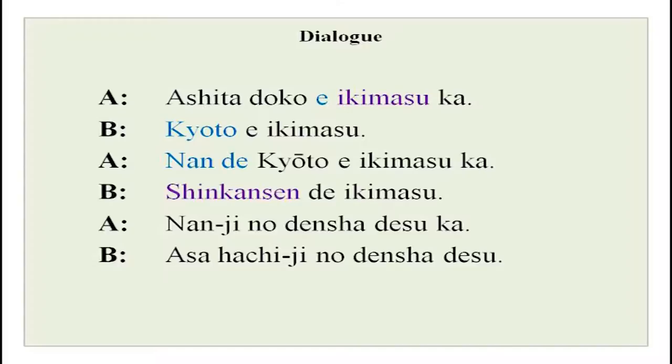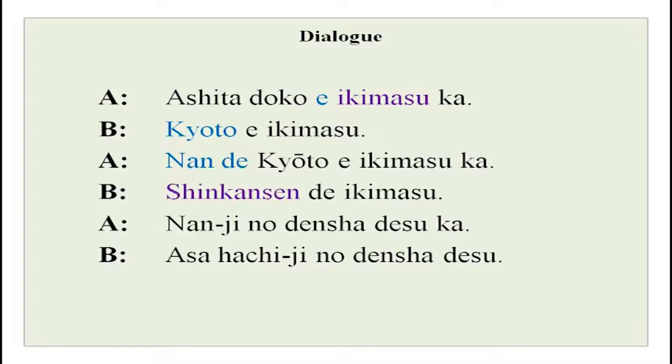Well, ashita doko e ikimasu ka? Doko is where, ashita is tomorrow, e is, as I told you, a particle to be used with ikimasu, which shows motion in a certain direction, movement in a certain direction. And ka of course is the question word, so now you can see ashita doko e ikimasu ka? Where are you going tomorrow? Kyoto e ikimasu. Kyoto of course is one of the cities in Japan. The old capital of Japan is Kyoto. Kyoto e ikimasu. I am going to Kyoto.